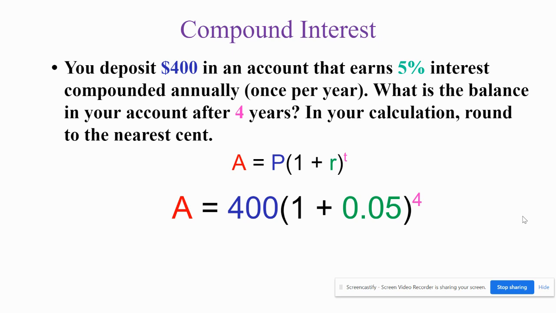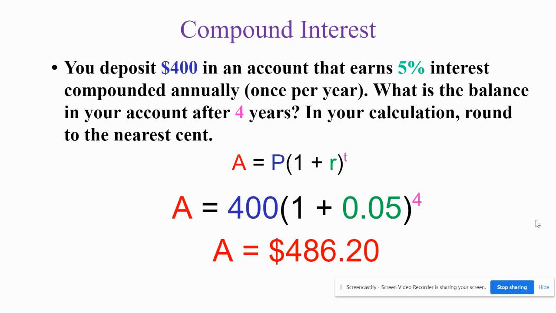So go ahead and put this amount in your calculator. We put the 400, open parenthesis, 1 plus 5/100ths, close parenthesis, power of 4, press enter, and we will see that we get $486.20 will be in our account.